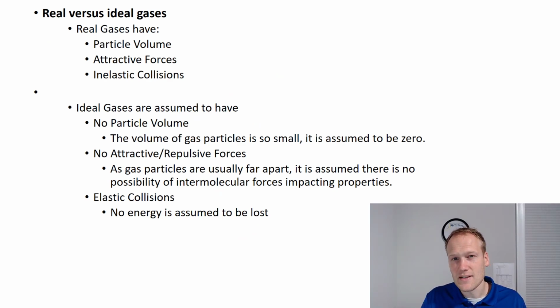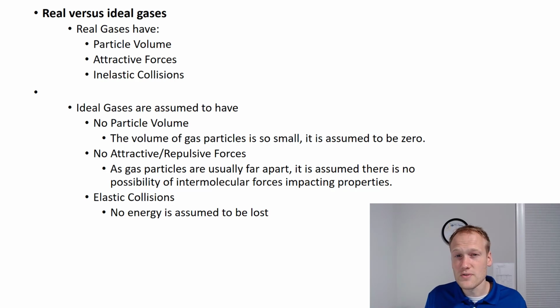With a real gas, particles have volume, they have attractive forces, and they have inelastic collisions. This equation requires us to assume that these gases are ideal. This would mean that particles have no volume. We can assume this because those particles are so small within a gas that their size is negligible. We can also assume that there's no attractive or repulsive forces. In a gas, particles are so far apart that the attractive forces don't really play a role in how those particles behave. And we also assume that collisions are elastic, meaning that when particles collide, no energy is lost.